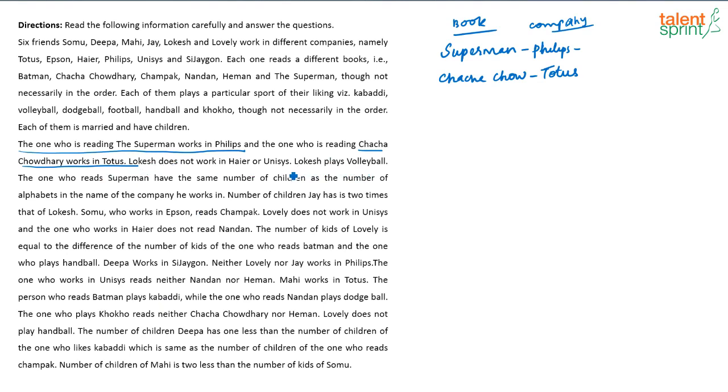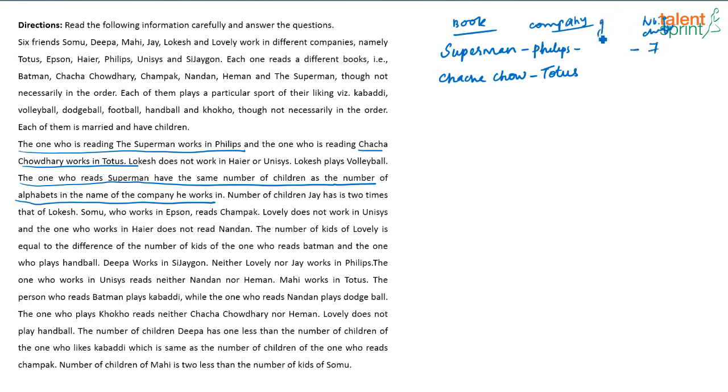Lokesh does not work in Hair or Unisys. Okay, the one who reads Superman has the same number of children as the number of alphabets in the company he works in. So the person who reads Superman is working in Philips. So how many letters are there in Philips? Philips, 7 letters are there. Correct? So he has how many children? The number of children he has is 7.